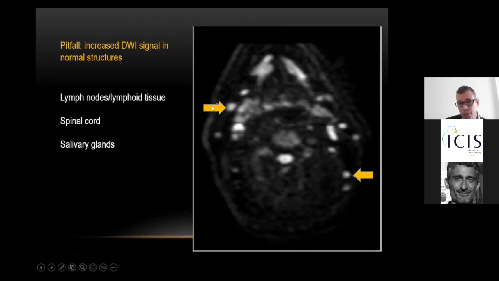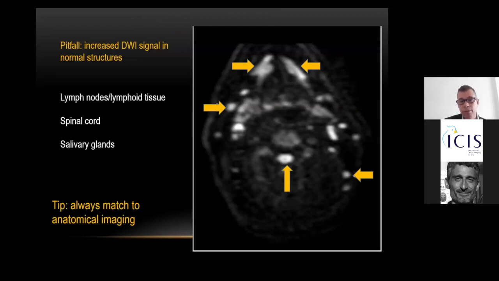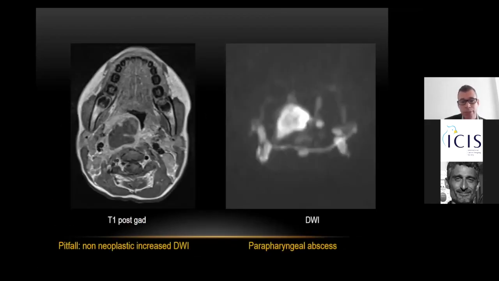Lymph nodes, obviously, even normal lymph nodes, will have bright DWI signal, and they're often quite a useful way of co-localizing where lymph nodes are present on our other structural sequences, so we can visually cross-reference with them. Similarly, the spinal cord will have bright DWI signal, and salivary gland tissue will have bright DWI signal. We mustn't overinterpret these as pathological findings, and should match them to the anatomical imaging.